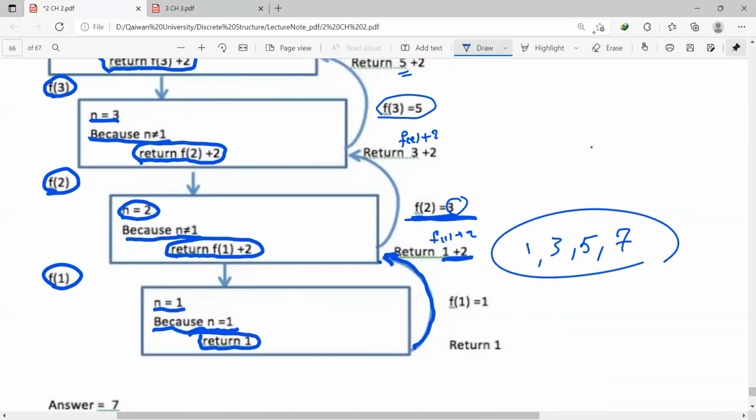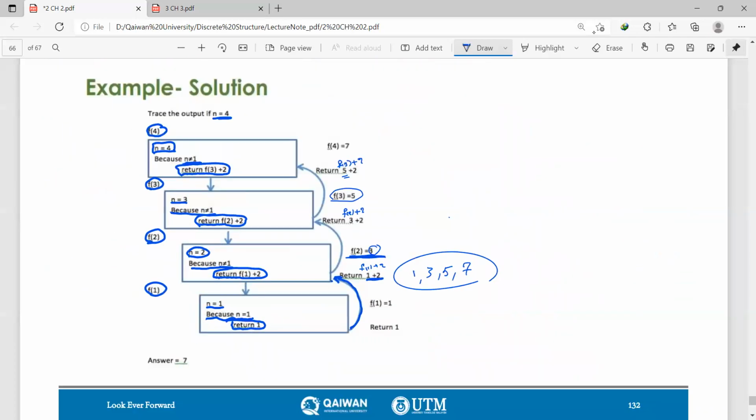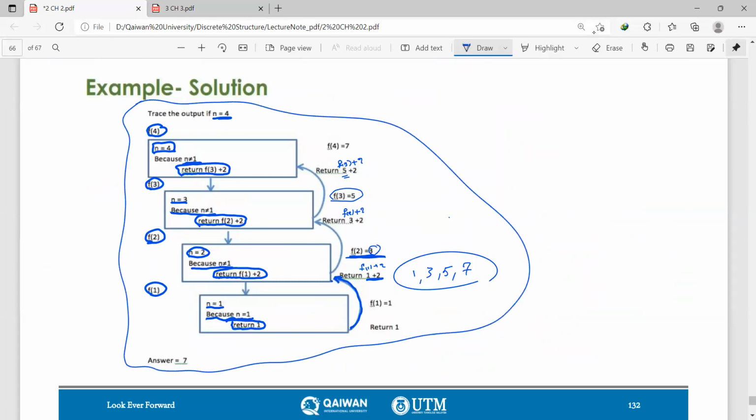You just need to write this down, and you say the answer is 7. So f of 4 is 7 here. That's all. This is the procedure of how this algorithm works.